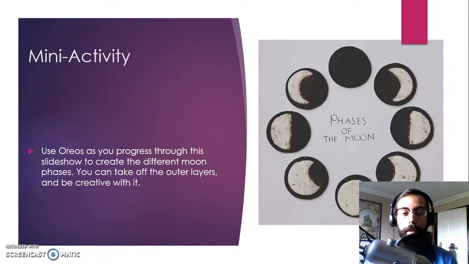We're going to take a small mini activity that we're going to do as we go through the slideshow. You're going to use Oreos, and as we progress, you're going to build the phases of the moon with your Oreo, as you can see in the picture to the right. You can pause to get a brief look at it, and you can also pause when we get to those certain slides so you can catch up, take a picture, and email it to me.